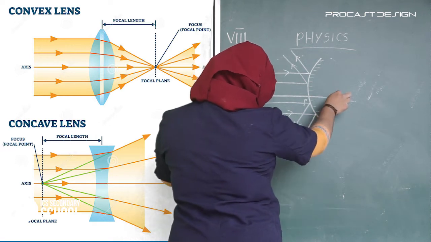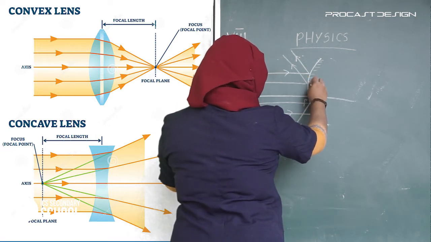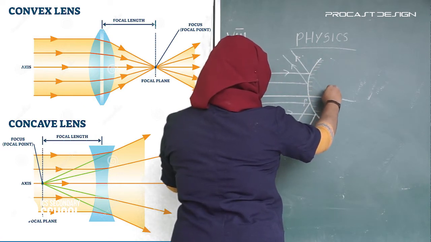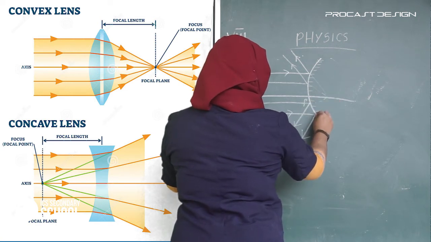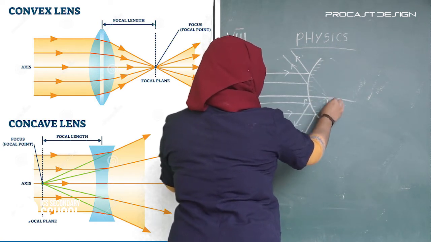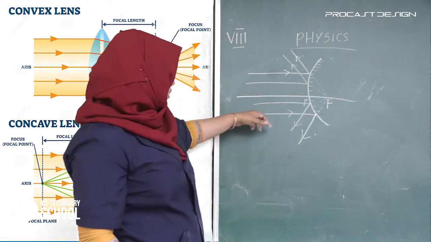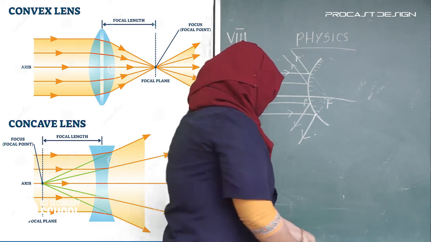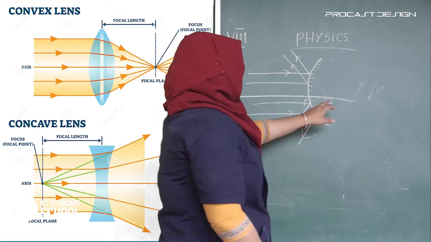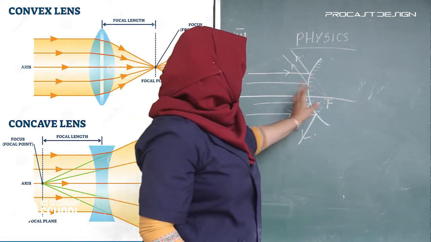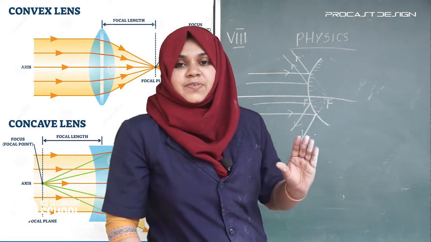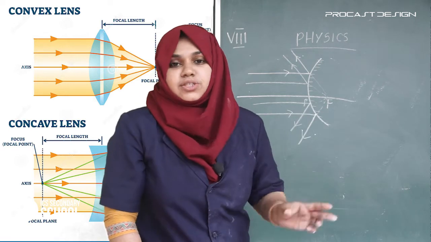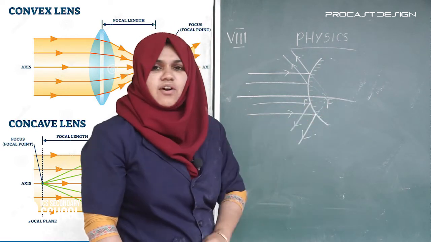At the backside, it converges in a point. It is an imaginary line. This point is the principal focus of a convex mirror. This principal focus is virtual. But in a concave mirror, the principal focus is real. But this is an imaginary line, so it is virtual. The principal focus is virtual in a convex mirror.